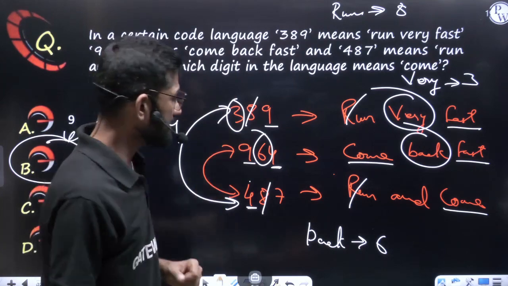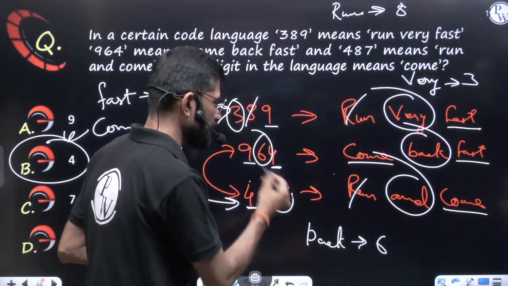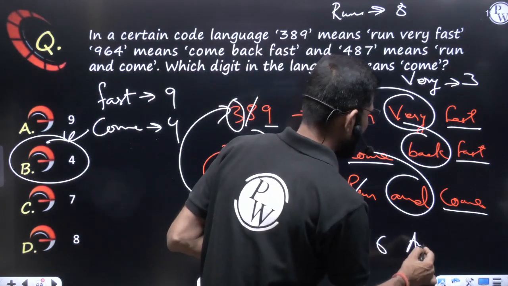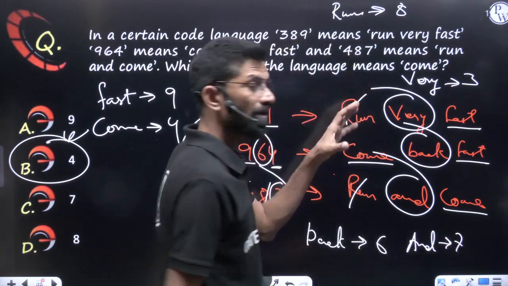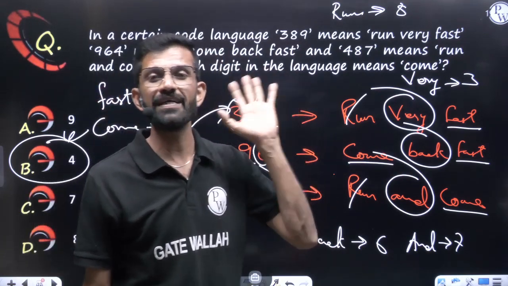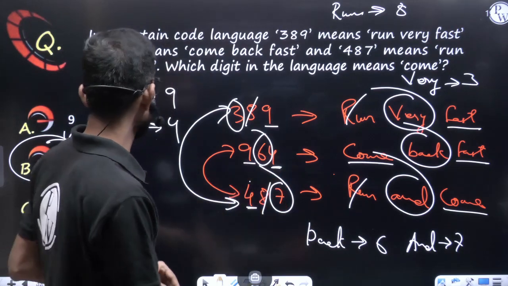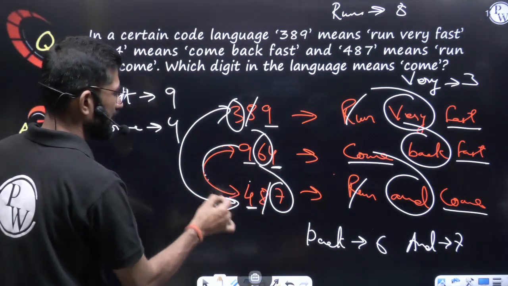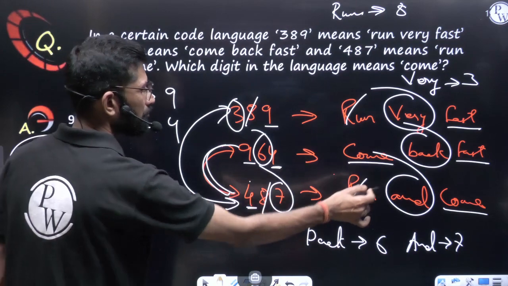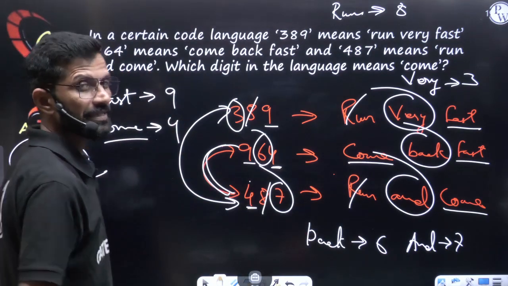In the third sentence, what is left over? "And" is left over. And here in the number, what is left over? 7 is left over. So I can say "and" is coded as 7. Means for every word, we can find it out just by cancellation, finding out the common thing. Done? So here anyhow we got already for "come", if we just compare these two, both are having 4 and both are having "come". So "come" is actually coded as 4, that is option B.